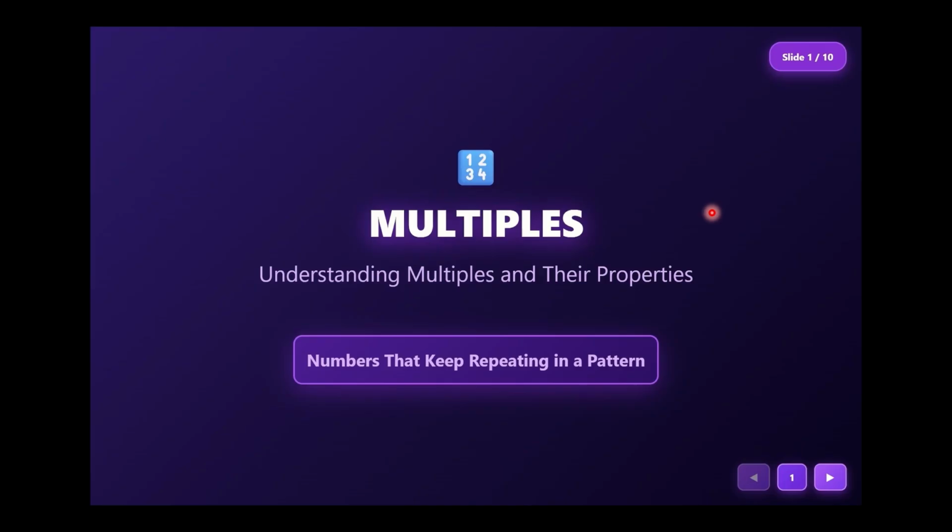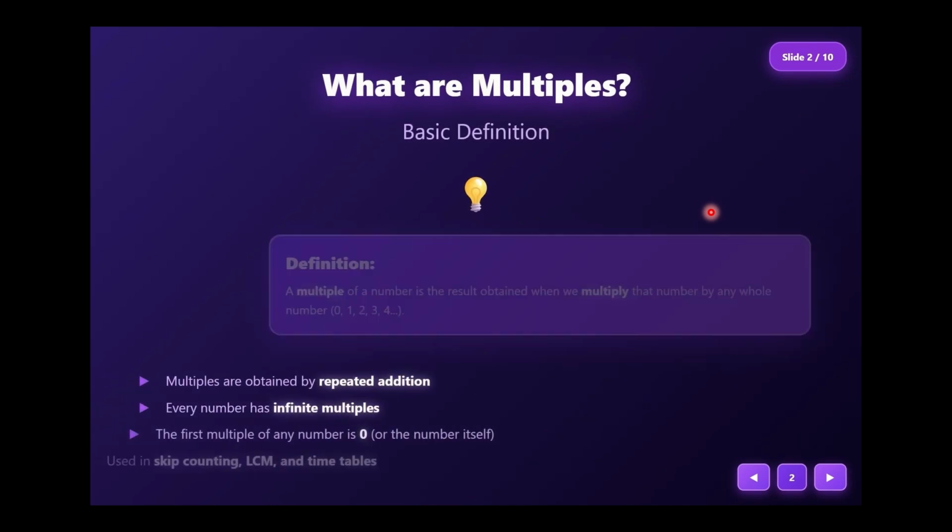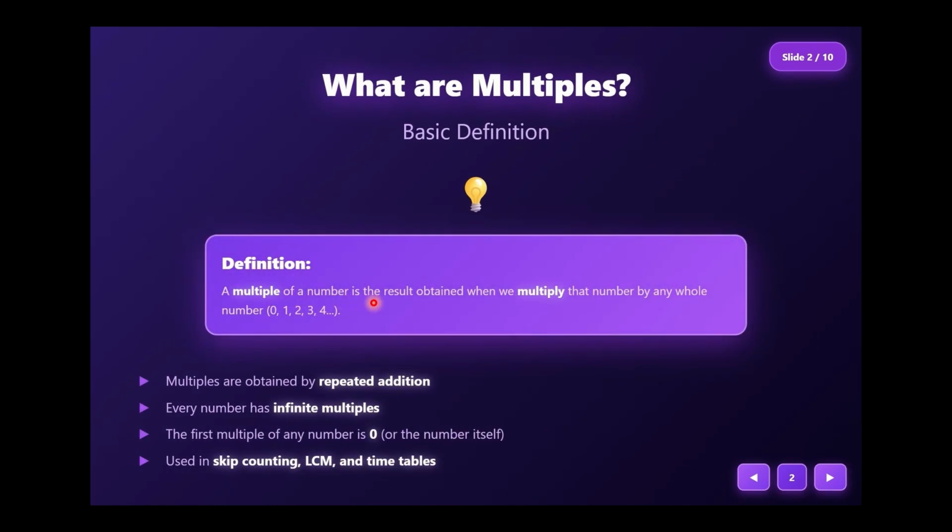Multiples are numbers that keep repeating in a pattern. Think of them as a number's best friends. They show up again and again. Alright, so what exactly is a multiple? A multiple of a number is what you get when you multiply that number by any whole number, like 0, 1, 2, 3, and so on.